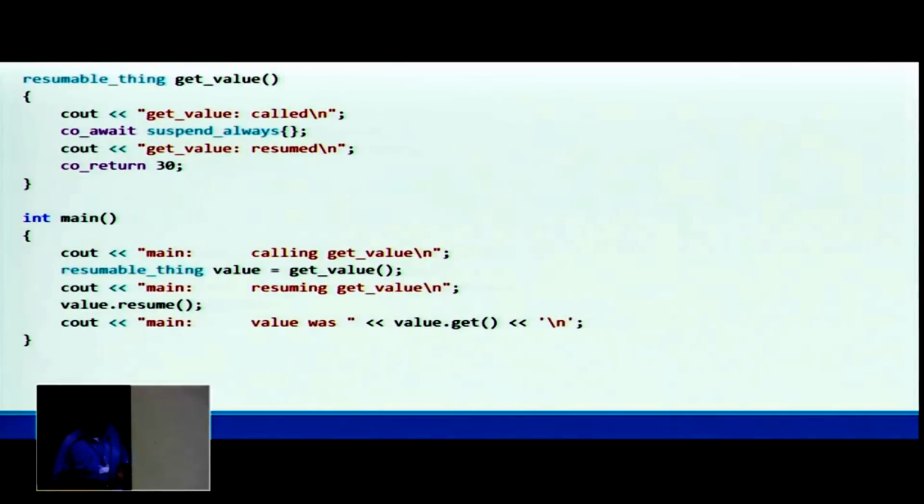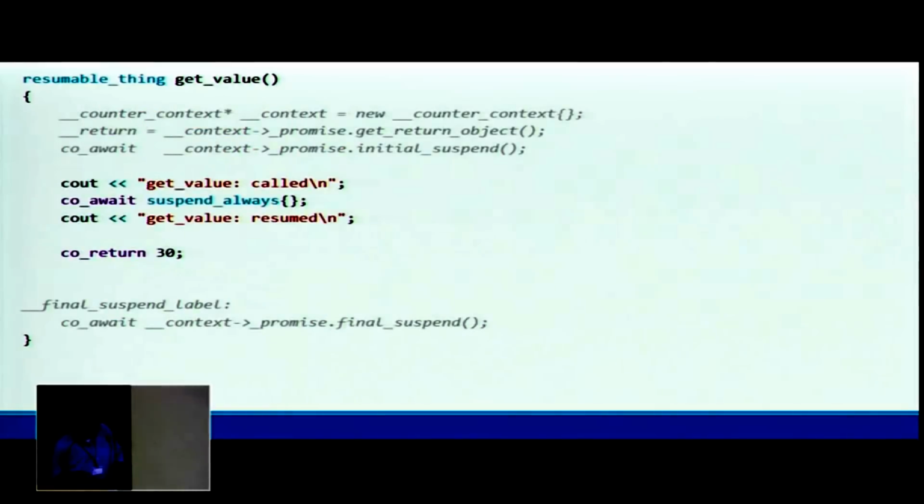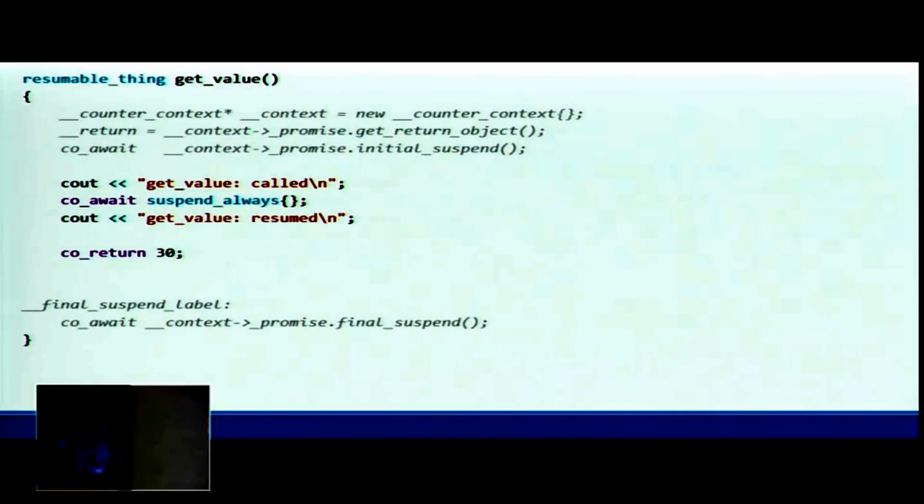Okay, so what really happens inside of this getValue function? Well, the compiler is going to have to generate all that same boilerplate that it did before, right? It's still going to have to construct the coroutine context. It's still going to have to call getReturn object and do the initial suspend. And it's still got that final suspend label, and it awaits on the final suspend. We already know what that co-await is going to do.